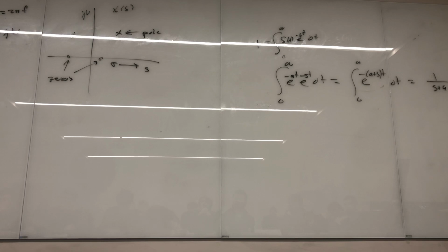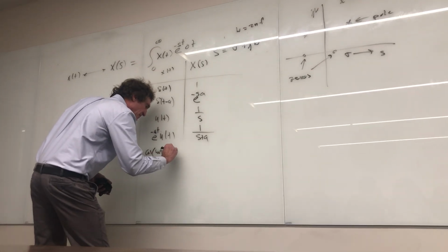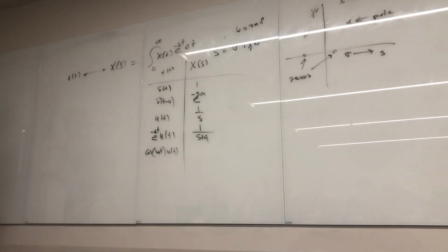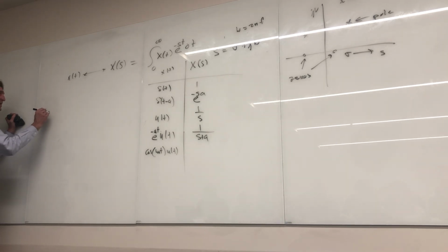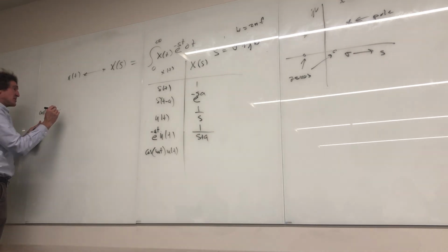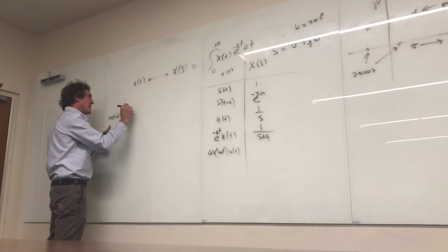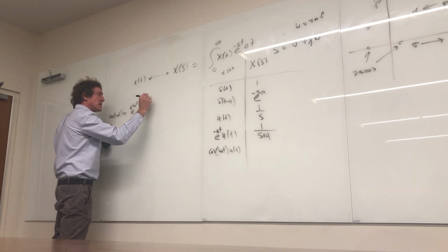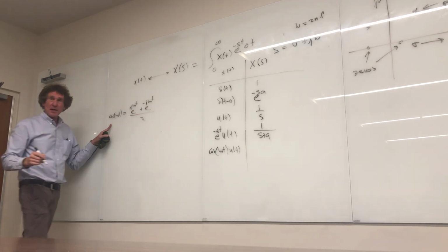So the next one I'm going to do is cosine of omega naught t times u of t. You have to put the u of t there so you know it starts at 0. For this one, we do a little trick using Euler's identity. Please make sure you know Euler's, you're going to use it a lot. Cosine of omega naught t is equal to e to the j omega naught t plus e to the minus j omega naught t, divided by 2. Do you all remember that?